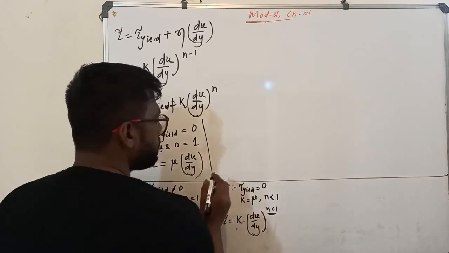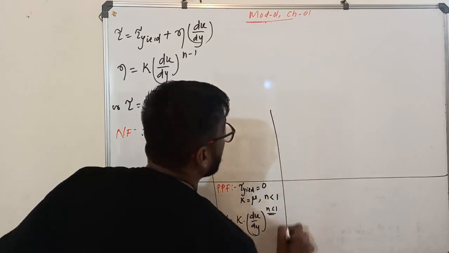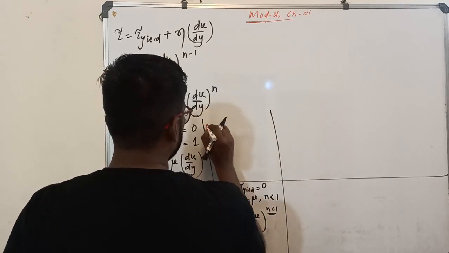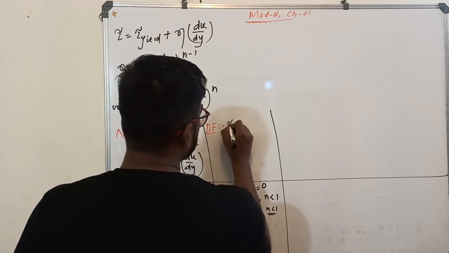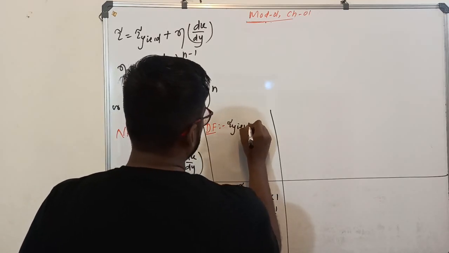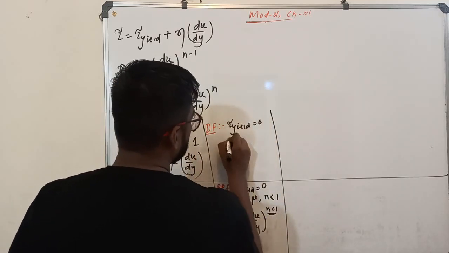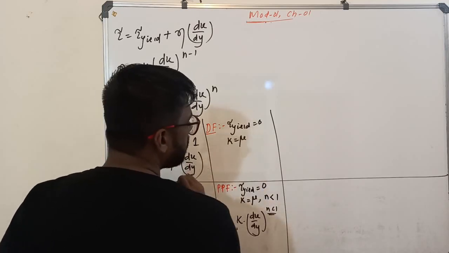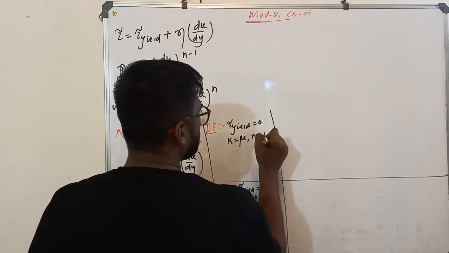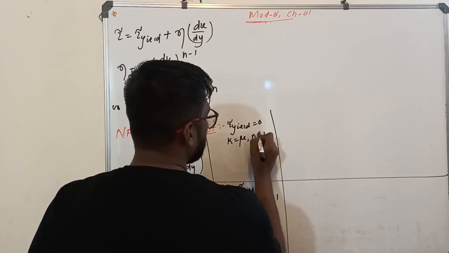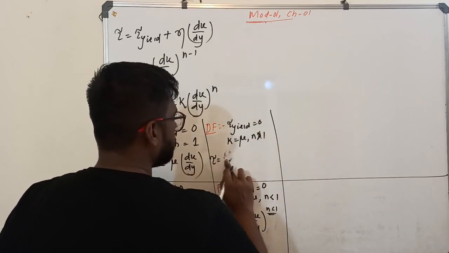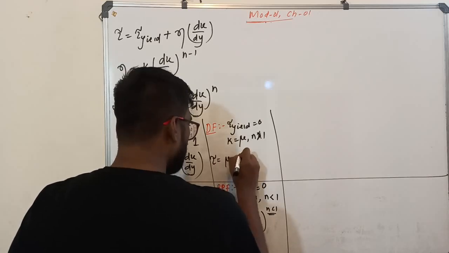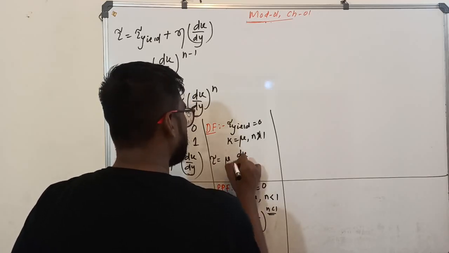Okay, then we'll write for your dilatant fluid. What happens to your tau yield? Sir, tau yield is 0. Your k is equal to, write mu. Okay, and n is nothing but greater than 1. So the formula is tau is equal to mu (du by dy) to the power n.